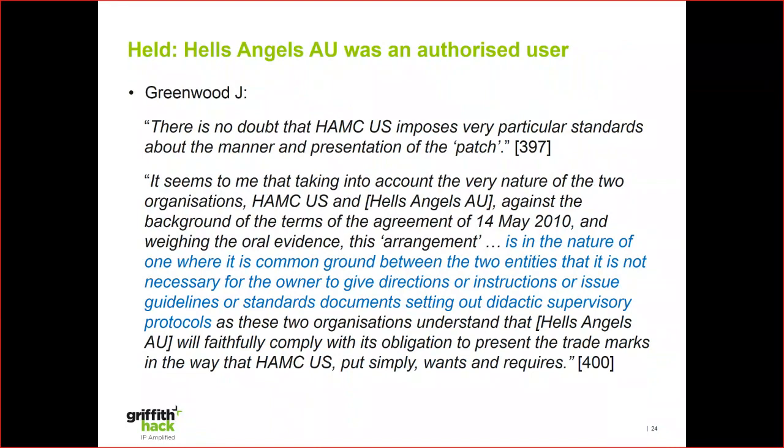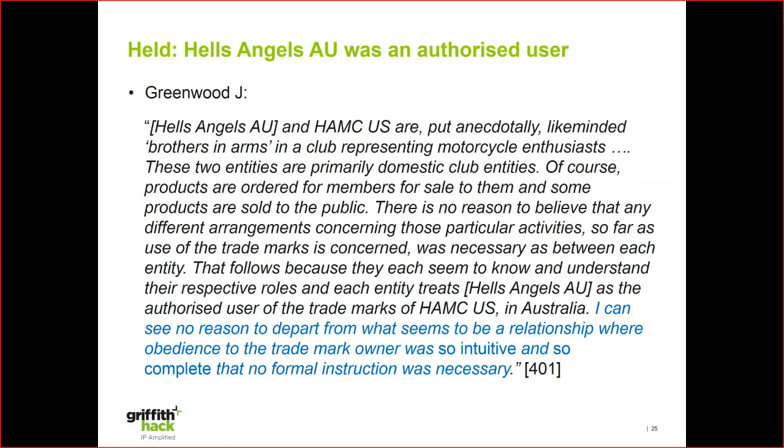common ground, or it was not necessary for the US entity to be giving directions and instructions all of the time because of the closeness with which they were operating and the nature of the entities. So things that he took into account, he said they were brothers in arms, they were primarily domestic club entities. He said they were behaving and understanding their respective roles. So the Hells Angels Australian entity was behaving as an authorised user and reporting to the US entity.